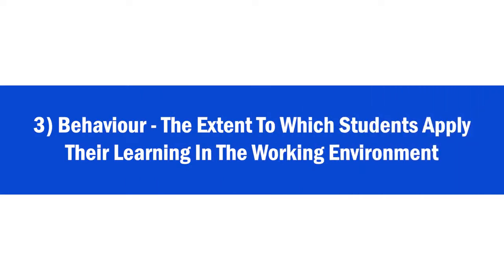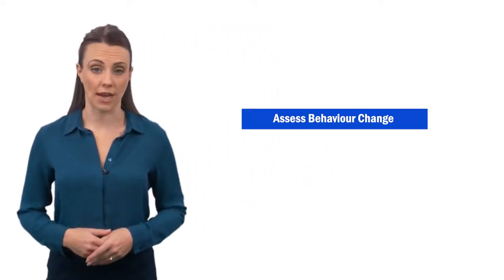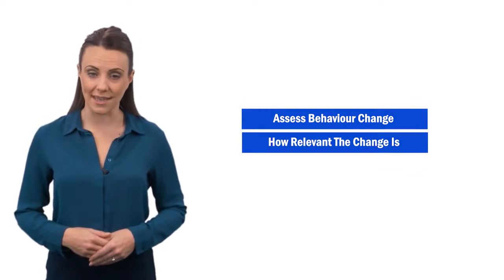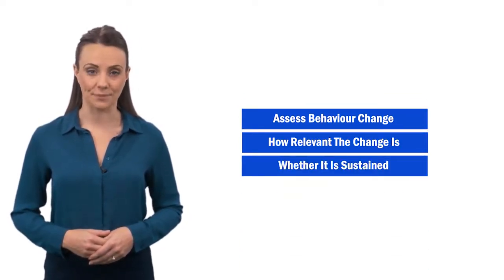3. Behaviour. The extent to which students apply their learning in the working environment. Level 3 requires much more participation and skilled observation from line managers. Behaviour is assessed via observation and interview over a period of time, so as to assess behaviour change, how relevant that change is, and whether it's sustained.